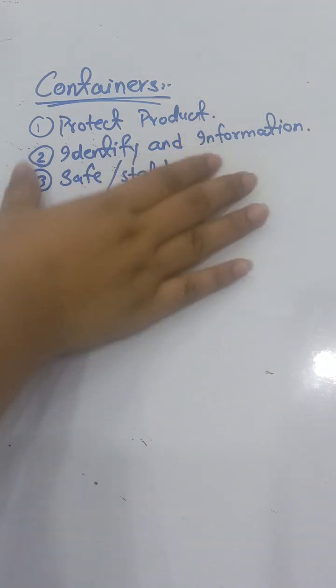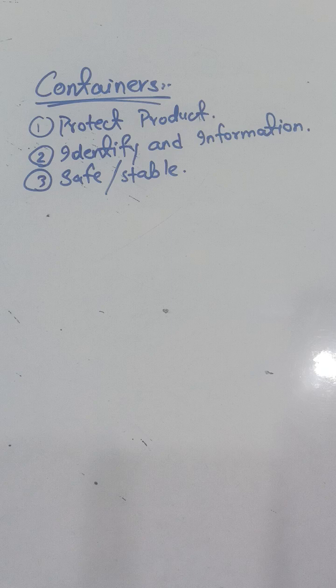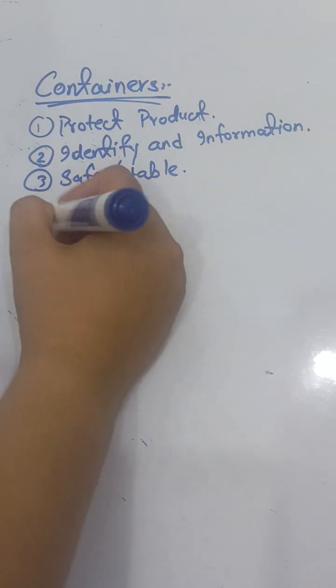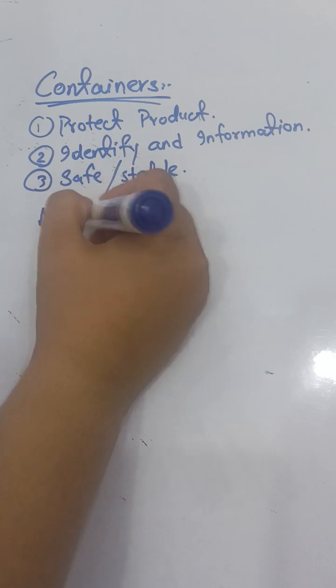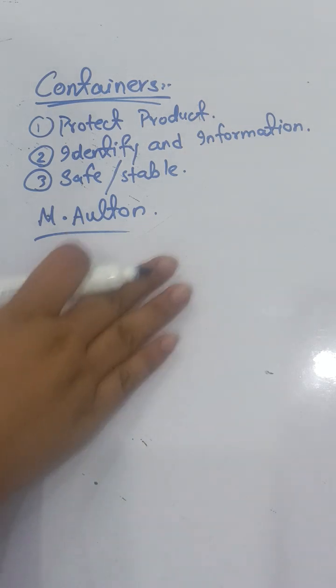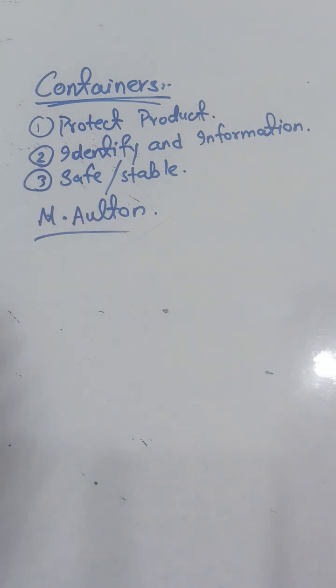So these 3 points define a container, and this definition of 3 points is given by a scientist called Michael Alton, M. Alton, you can call him. So M. Alton defined the container by these 3 points. I have given the definition of container by these points. Now you will join these sentences together to make a definition of container, and this definition is given by M. Alton. Very good. And the container is also defined by the pharmaceutical codex.